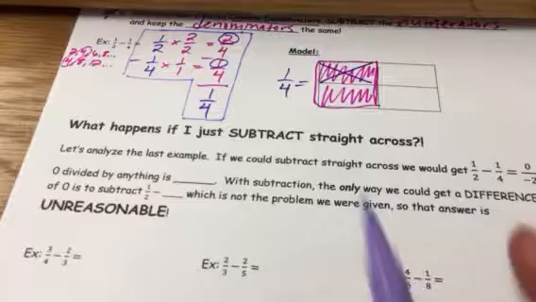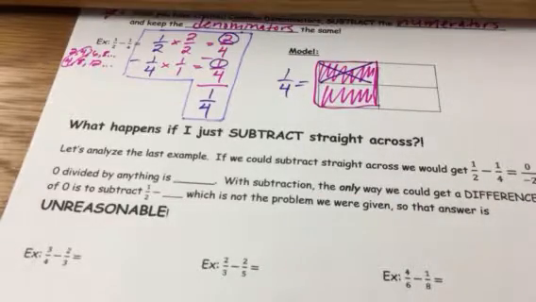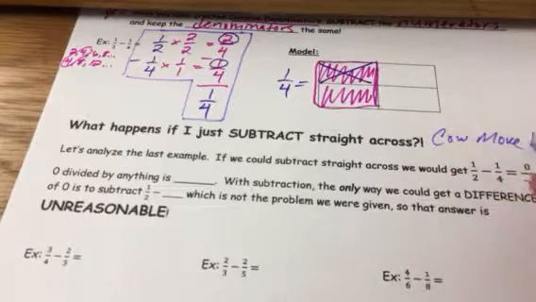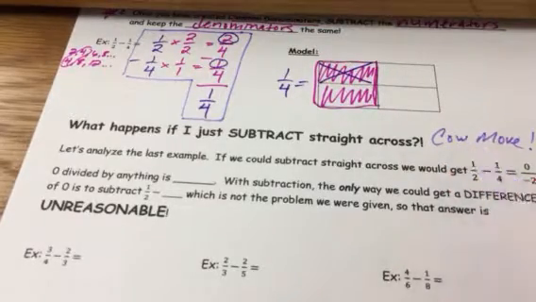So what happens if we just subtract straight across? Because I can't tell you how many students I've seen do this, and this is a cow move. This is a cow mistake. Utterly wrong. Let's analyze the last example and see what would happen.